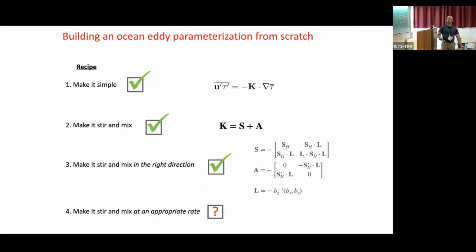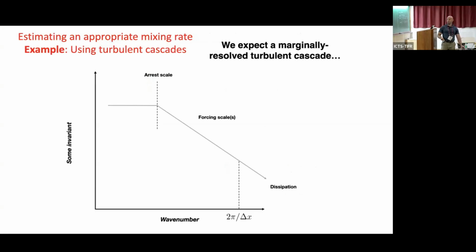Okay, and now number 4. We're starting to get into turbulent cascades because we need to make it stir and mix at the appropriate rate. If you remember, this thing has some coefficients kappa and mu in it, and we don't know what to do with those. But this is what you can do. This is all about estimating an appropriate mixing rate, and the turbulent cascades really give us a nice handle to do that. In fact, I would argue that being in the eddy-permitting realm of 1/4 degree or higher is a lot easier than the RANS realm because we can actually use this.